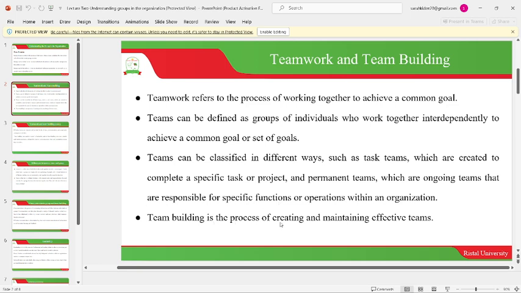Team building is the process of creating and maintaining effective teams. We can define team building in that way. Teamwork and team building can improve the quality of work outcomes as well as the functioning and well-being of group members. That can be one of the importance of teamwork and team building.